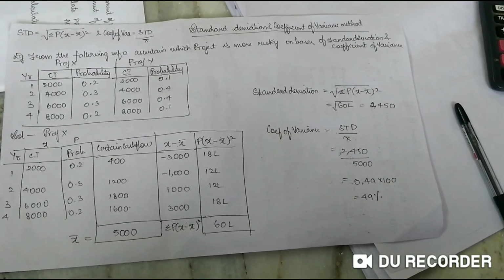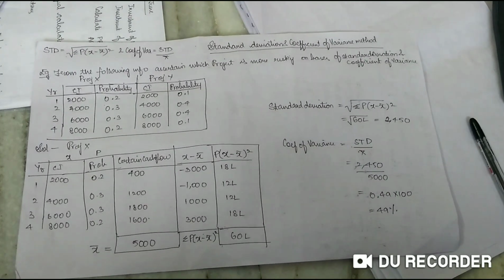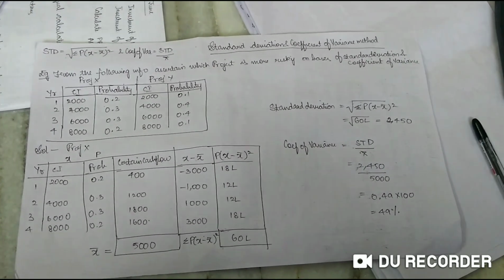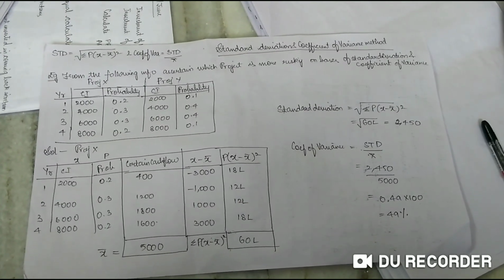Hello everyone, today our topic is standard deviation and coefficient of variance method. Now this is a formula based method to calculate what will be the deviation in the returns which I am expecting and till what percentage it may vary.